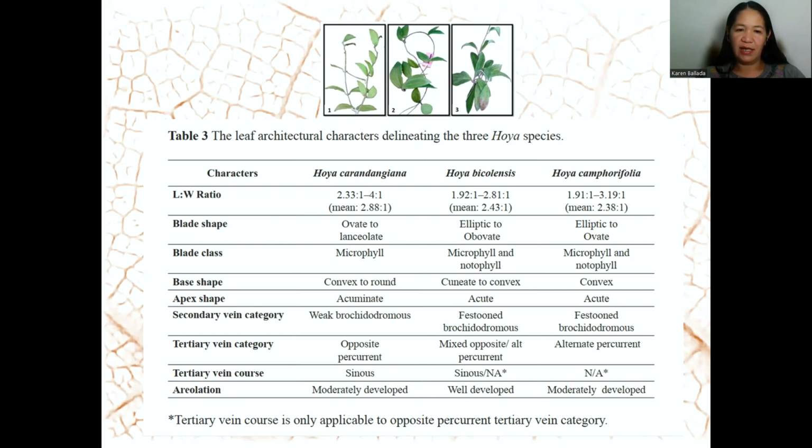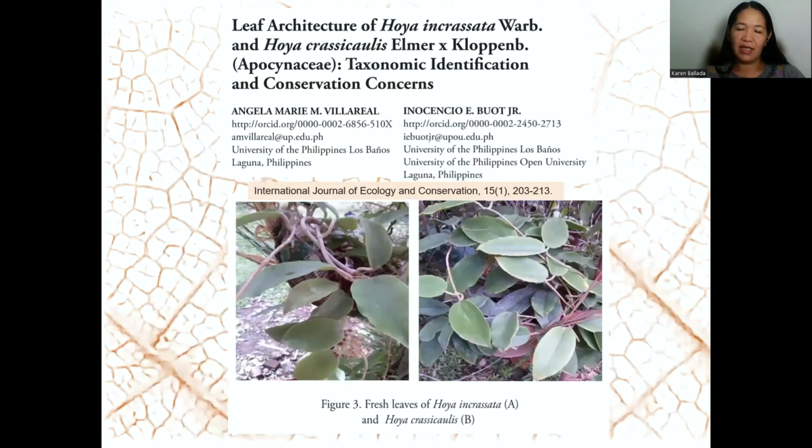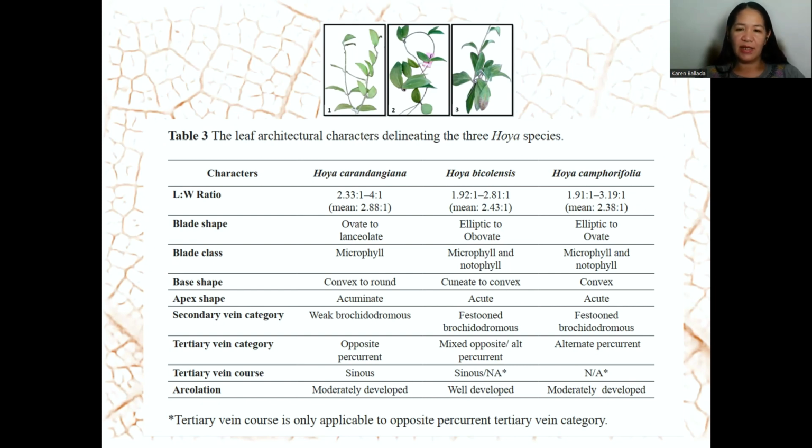Microphyll to notophyll. They also differ in terms of their base shape, their apex shape, secondary vein category, tertiary vein category, tertiary vein course, and even areolation. And you can make use of these characteristics to be able to identify which is which, which among these confusing groups of Hoya is which. They should be properly identified.